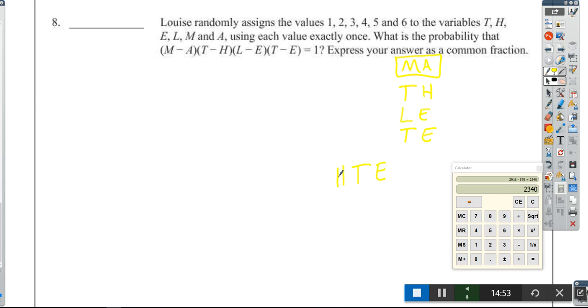And the E has to be next to an L. So that's one way I can do it. Or, you know what I could do? I could go L-E-T-H, because the L and the E are next to each other, the T and the E are next to each other, and the H and the T are next to each other. Okay, this seems to make sense. So I can do either of those options.